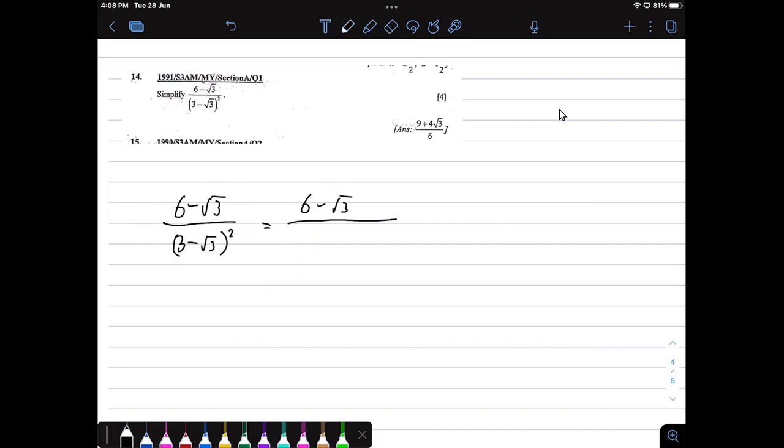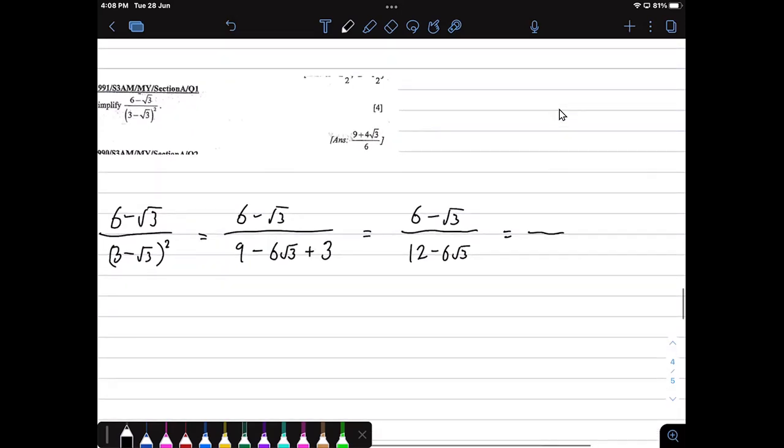So you get a squared, 9, minus 2 times a times b, which is 2 times 3 times root 3, 6 root 3, plus root 3 squared is just a 3. Simplify a bit more. 6 minus root 3 divided by 9 plus 3 is 12 minus 6 root 3. Don't straight away go to rationalizing the denominator. Simplify a bit more. What you realize is you can factor out a 6: 2 minus root 3. Then 6 minus root 3.